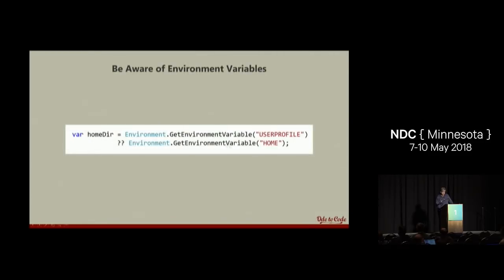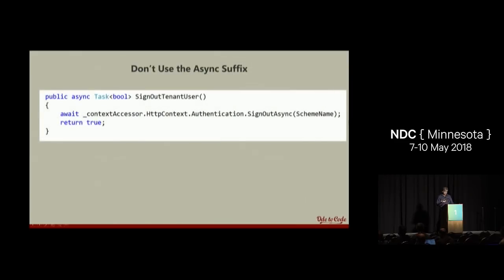Also be aware that environment variable names can be different between the two environments. So those are the types of little things that you can catch if you're using Docker to actually develop on Linux. And then finally, me personally, I despise the async suffix on methods. I think having the word async here and having the word async here is just too much async. So even though the Microsoft recommendation is that async methods should have the async suffix, I don't do that.